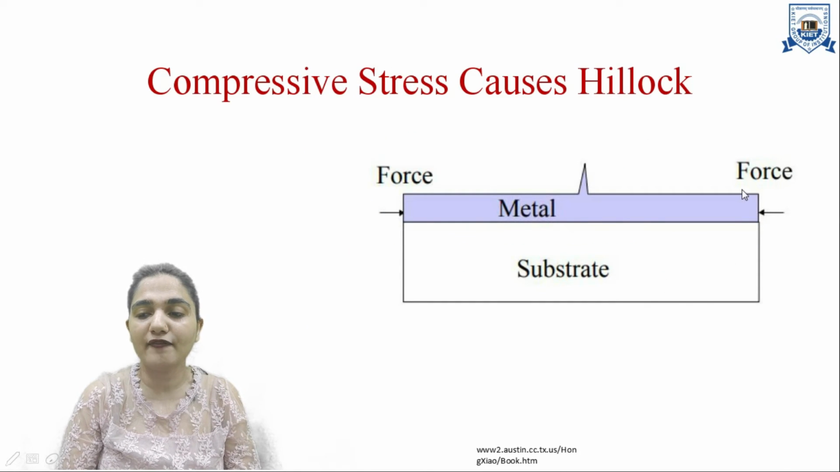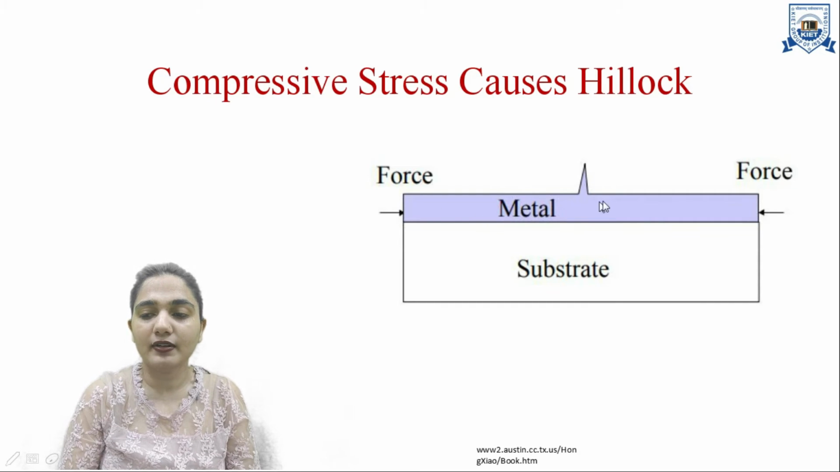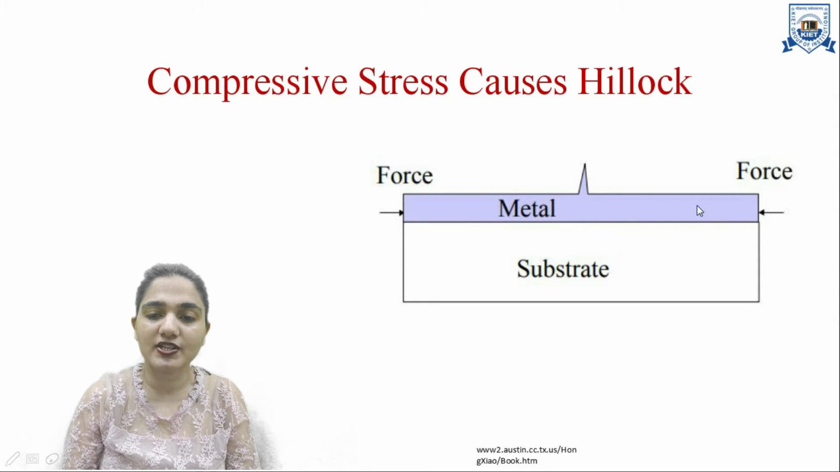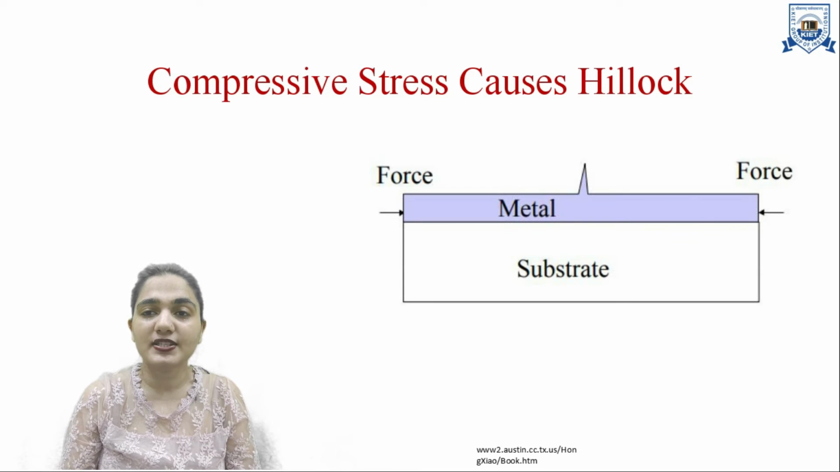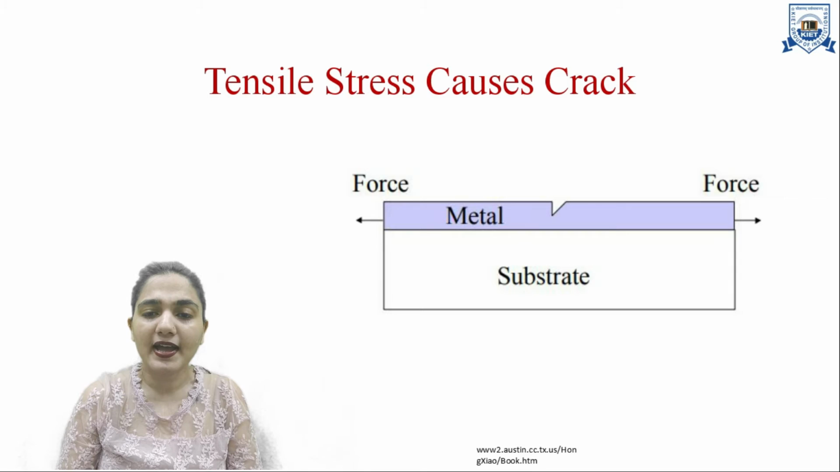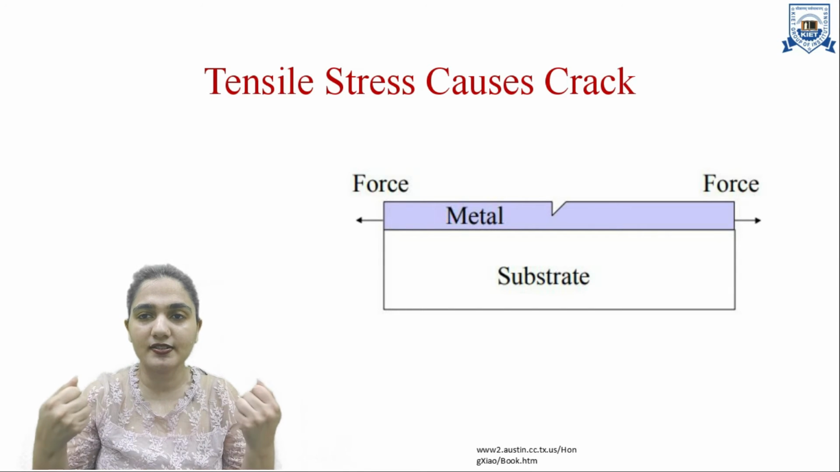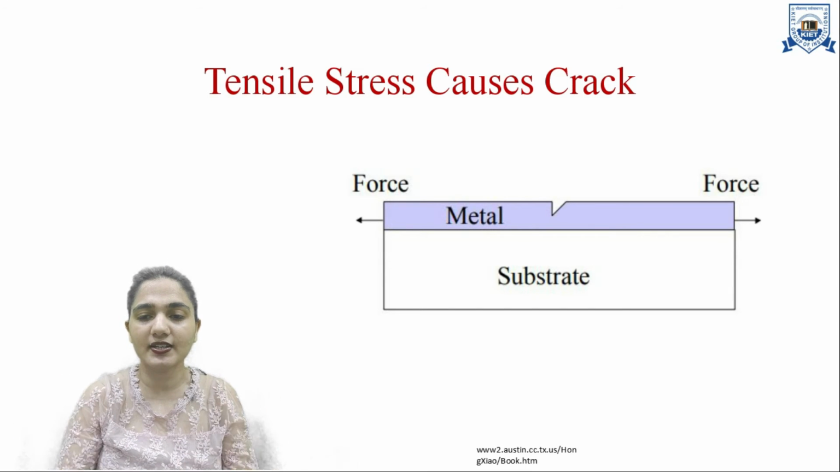So here, if I have force, here we have the tensile force, it is causing this hillock on this surface. So this metal will be coming outward due to the tensile force from both directions, and this is the compressive stress which makes the hillock. Now if I have tensile stress, the stress we are putting in the outward direction, then we'll be having cracks. So here in the metal we can have cracks also.